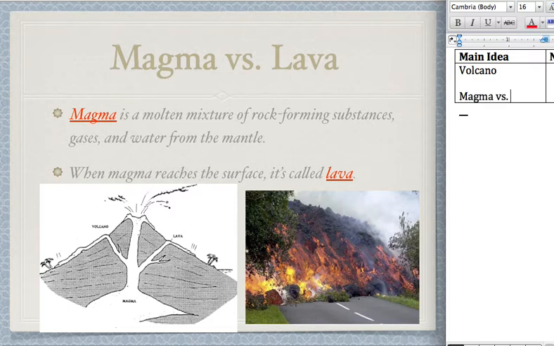So magma is a molten mixture of rock-forming substances, gases, and water that comes up from the mantle. It's basically just melted rock. So when we heat rock up enough, it melts into a liquid. When that is underground, we call it magma. So make sure we know that magma is always underground. When it reaches the surface and comes out and starts flowing on a volcano or flowing on the Earth's surface, we call that lava. So this picture on the right here would be an example of lava. We'll talk, when we talk about types of volcanoes, about the different types of lava, but any molten rock on the surface is lava.